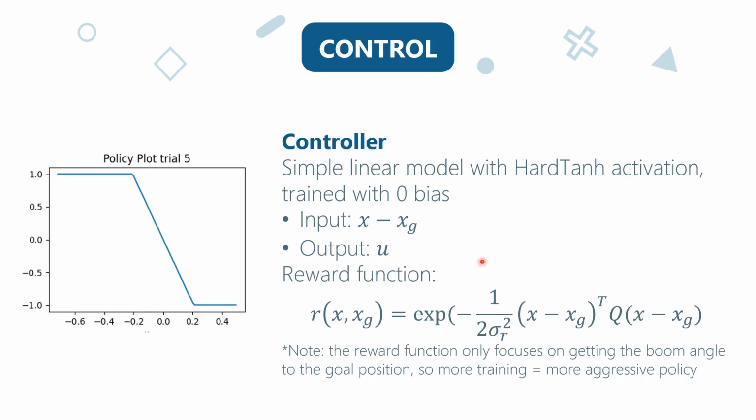Now on the right, you can see the reward function, which is solely a function of state error, nothing else. The sole objective is to reach the goal as fast as possible. The issue with that is that it doesn't care how it reaches it, and as a result, you end up getting an aggressive policy. As you can see from the policy plot, the command stays at the maximum value for a long time.